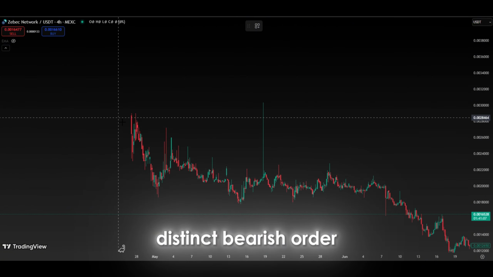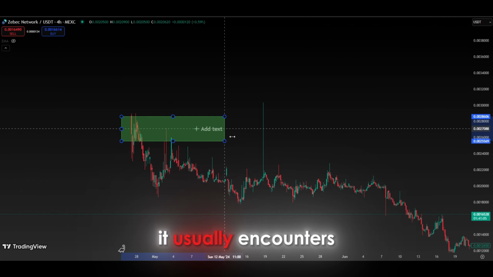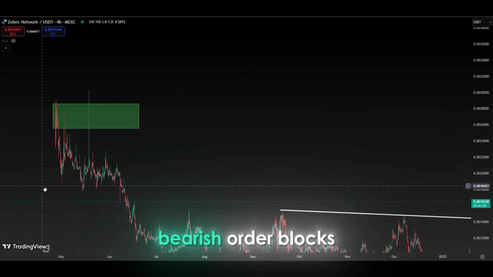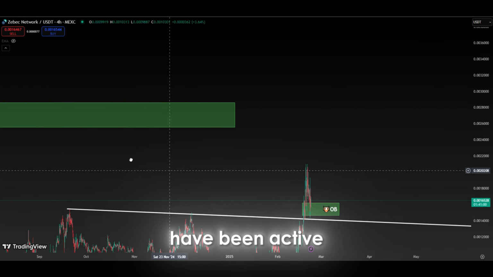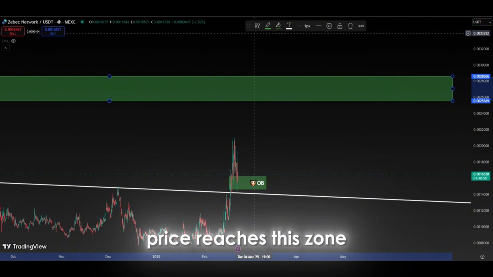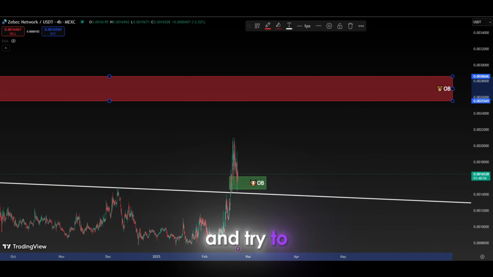There is a distinct bearish order block at the top. When the price reaches it, it usually encounters selling pressure and may experience a pause. Bearish order blocks are levels where strong selling has occurred in the past, and large sellers have been active. Therefore, when the price reaches this zone, buyers may weaken, and sellers may re-engage and try to push the price down.